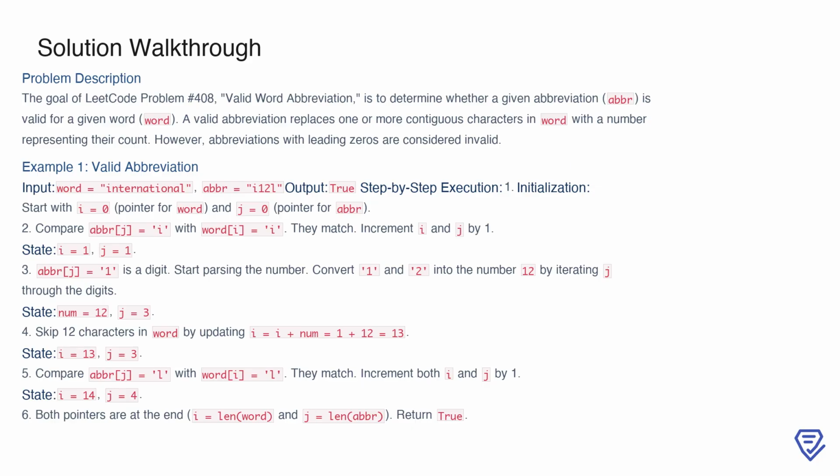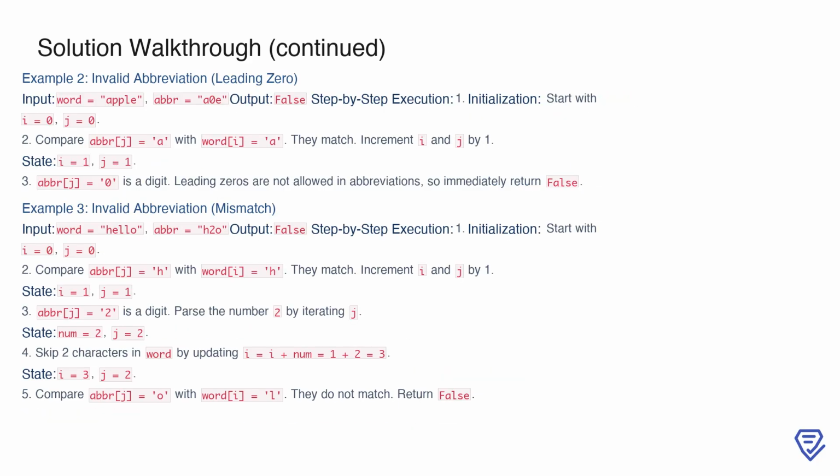Now let's consider two examples where the abbreviation is invalid. In the first case, the word is "apple", and the abbreviation is "a0e". We begin by comparing the first characters, a from the abbreviation and a from the word, which match. We increment both pointers. However, the next character in the abbreviation is 0, which is a digit. Since leading zeros are not allowed in abbreviations, we immediately return false without any further checks.